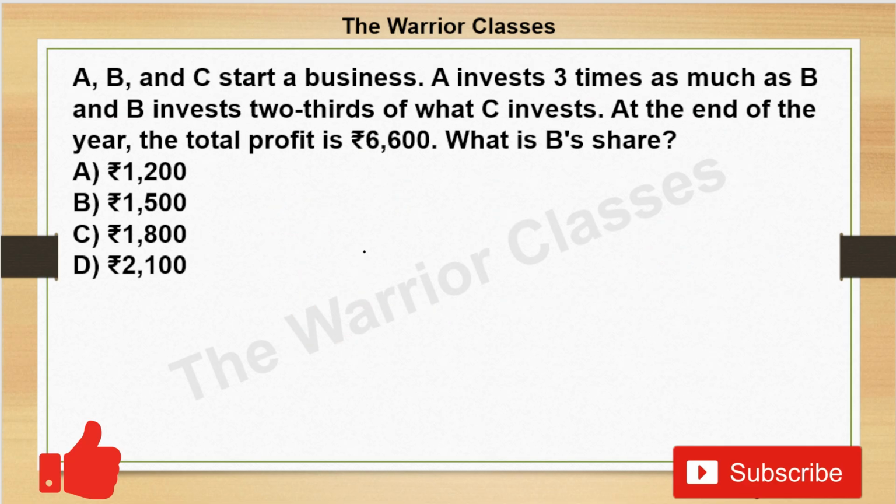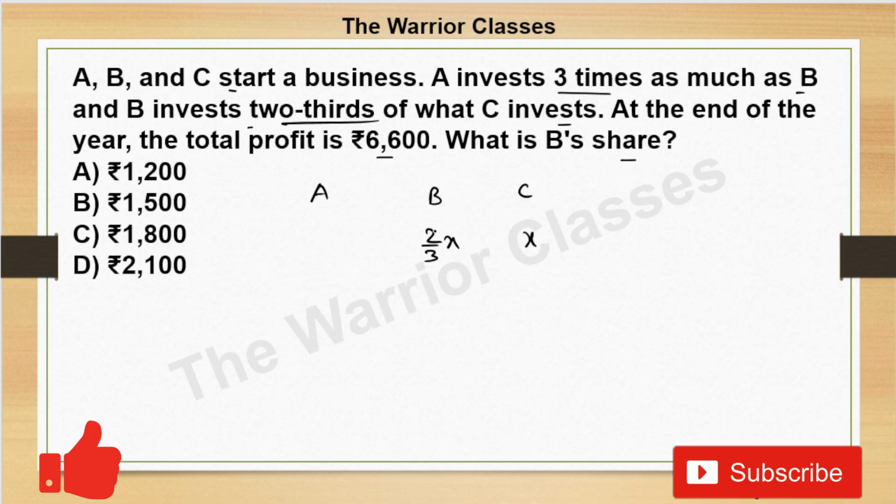Now the next question. A, B and C start a business. A invests 3 times as much as B, and B invests 2/3 of what C invests. At the end of the year, the total profit is 6,600. What is B's share? So here we have A, B and C. Let C invest X rupees and B invest 2/3 of C. C here is X. And next, A invests 3 times of B.